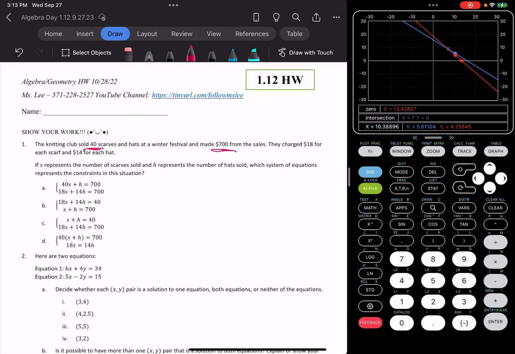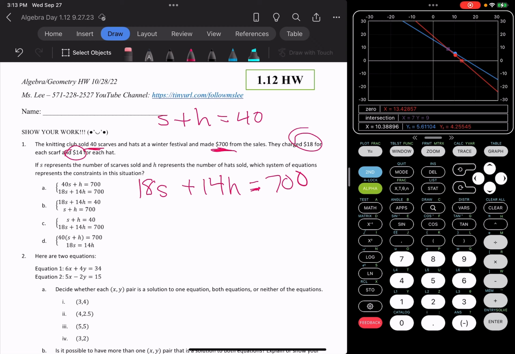40 scarves and hats, $700. They charged $18 per scarf, $14 per hat. All right, so I know that we have scarves plus hats gives us a total of 40. That's the number. Now we're looking at the cost. So 18 times the number of scarves plus 14 times the number of hats equals $700. That's how much they made. So those are the two equations I'm looking for, and I'm going to see if I can find one here.